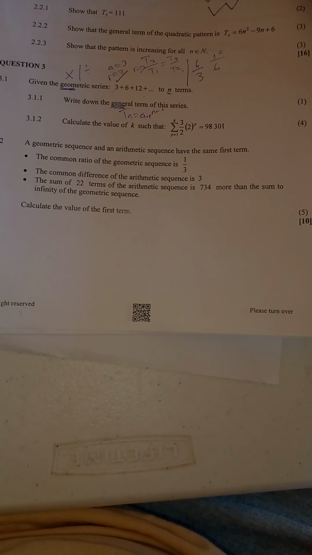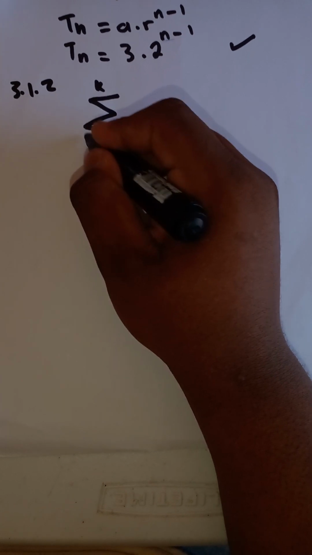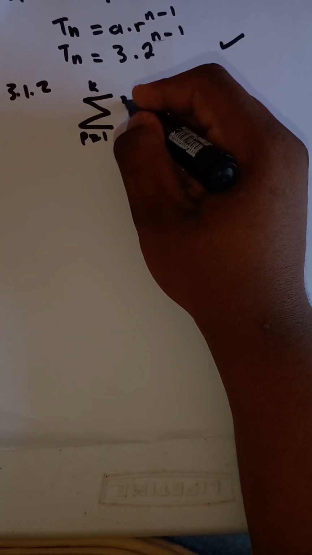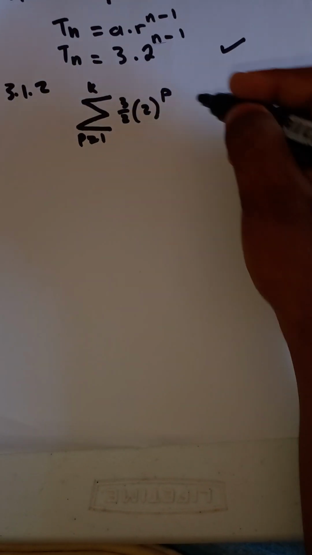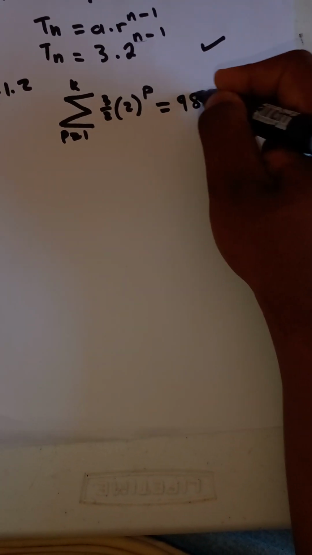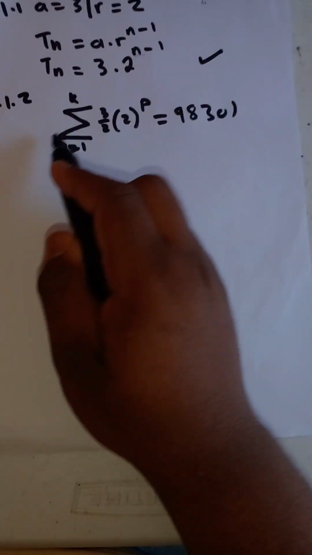It's fine. The second one, what do they want? They want us to calculate the value of k such that, so let me draw this here so that I'll be able to use my paper only. So 3.1.2, this is the sigma notation. K represents the number of terms, and they are saying p is equal to 1. Then I have 3 over 2 to the power of p, which is my general term. The sum of this is equal to 98,301. This notation, sigma, means the sum. So now they want the value of k.